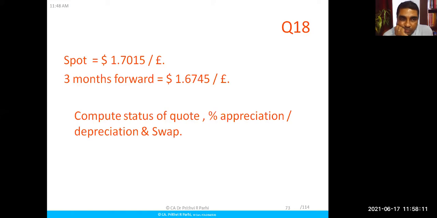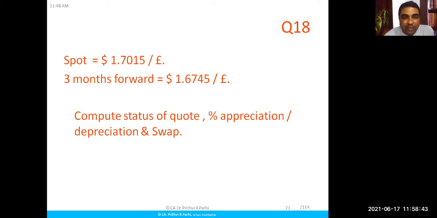Spot equal to $1.7015 per pound. Is this euro or pound? Pound, always. Okay, so spot equal to $1.7015 per pound. 3 months forward equal to $1.6745 per pound. Compute the status of the quote and the percentage.